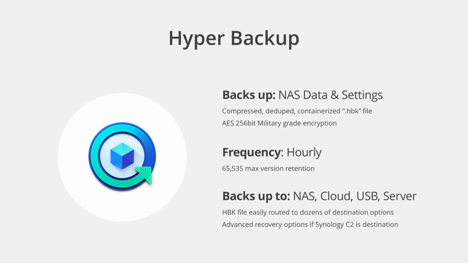Now what this does, this backs up your folders, system settings, and software packages from your NAS to a wide range of destinations. It could be another NAS, a USB, a server, Synology C2 cloud service, or a variety of other third-party cloud services. The data is deduplicated, compressed, and containerized in an HBK file. Storage is reduced with block-level incremental backups, and this has very deep versioning, allowing you to keep over 65,000 versions, which could be over 10 years worth of data, and keep your business compliant regardless of which vertical you're in.